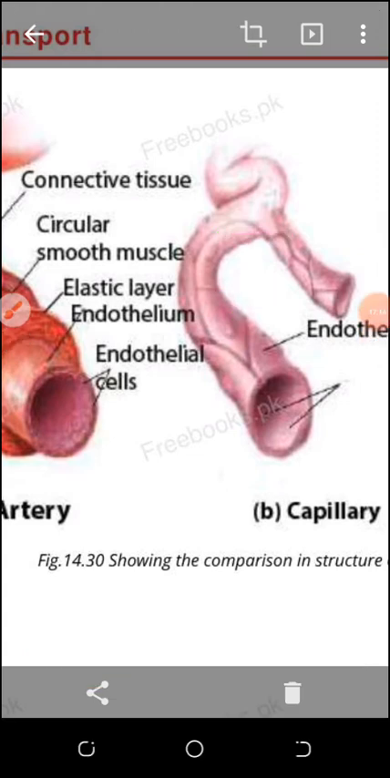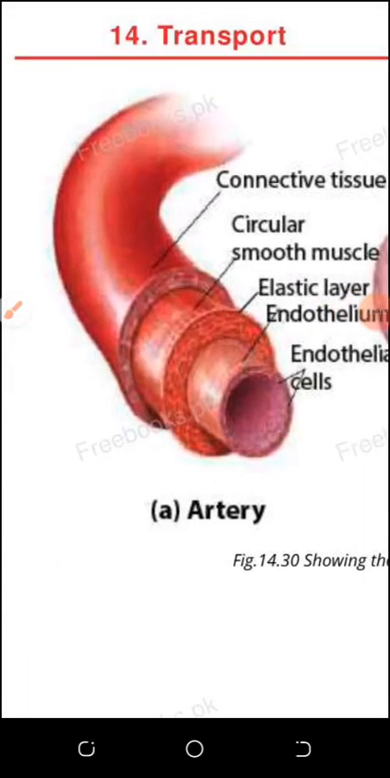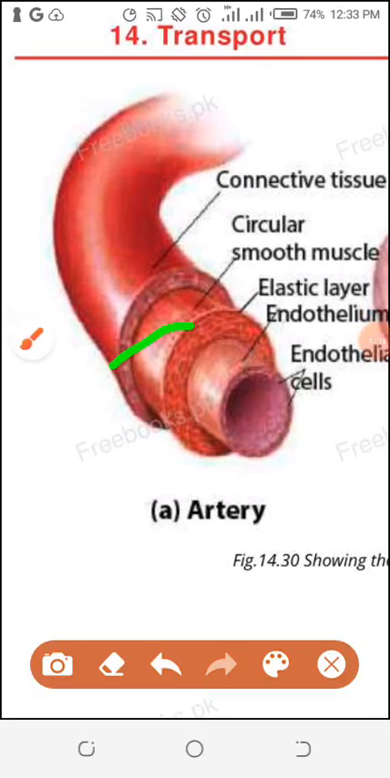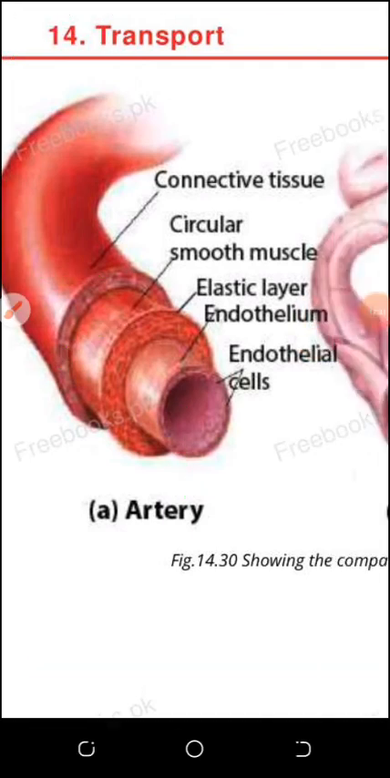We'll go back to the arteries. Look at the very thick layer. This is the middle layer, this is the inner layer, the endothelium layer, this is the outer layer. Elastin protein, an elastic layer is present, and also circular muscle, which is also called smooth muscle, which is more in arteries and less in the veins.